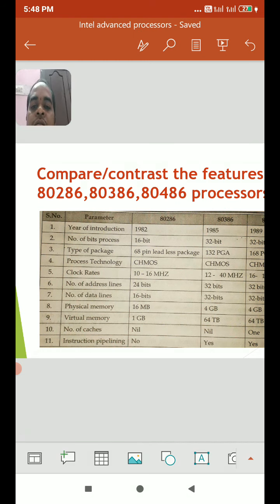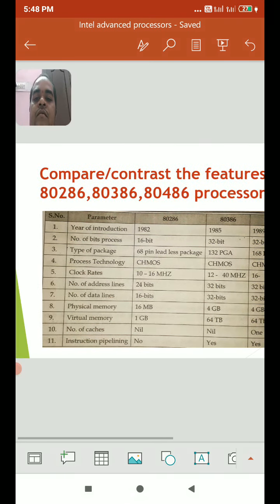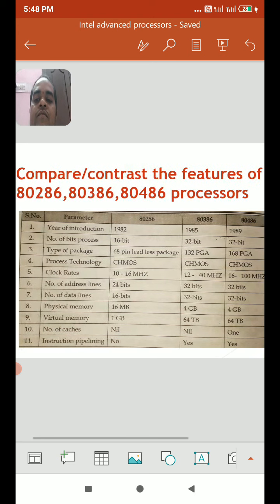It is the first 16-bit microprocessor. It has a 20-bit address bus and a 16-bit data bus, and it was given by the Intel Corporation. Before that, we had the 8085, which is an 8-bit microprocessor. Before the 8085, we had the 4004, which is the first 4-bit microprocessor.